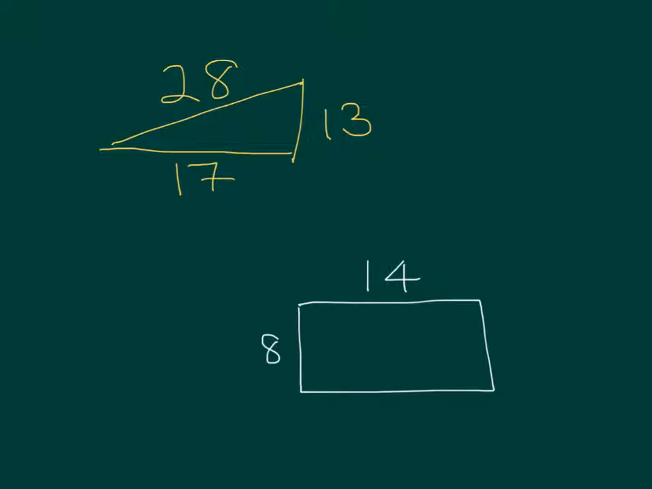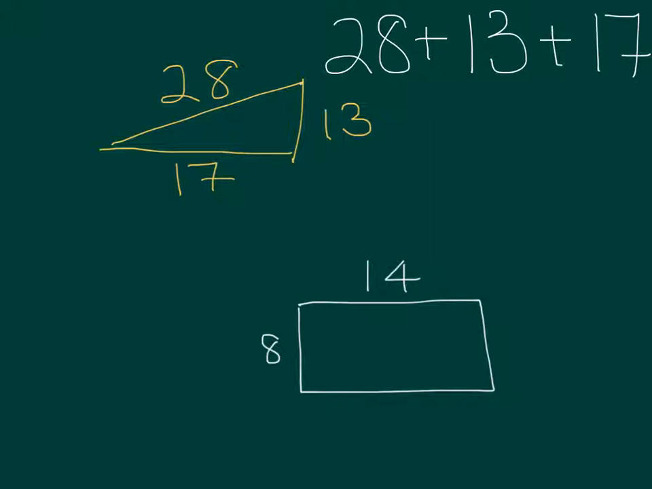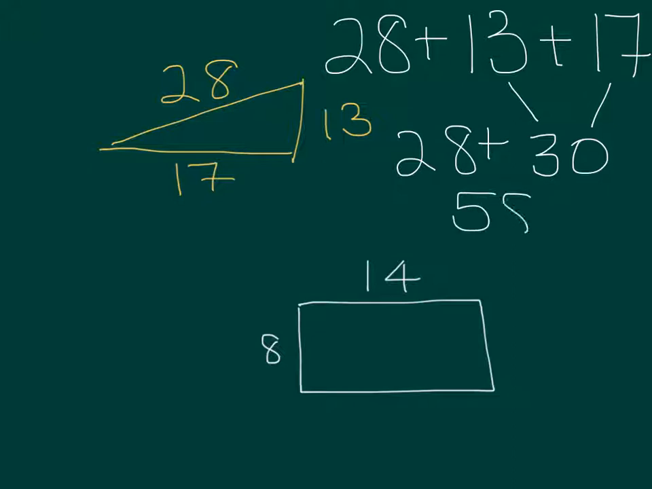Let's look at a few examples together. To find the perimeter of the triangle, you just add up your sides. So 28 plus 13 plus 17. We can very easily here see that 17 plus 13 is 30, plus 28 would be 58. So in this case, you would not even need a calculator.